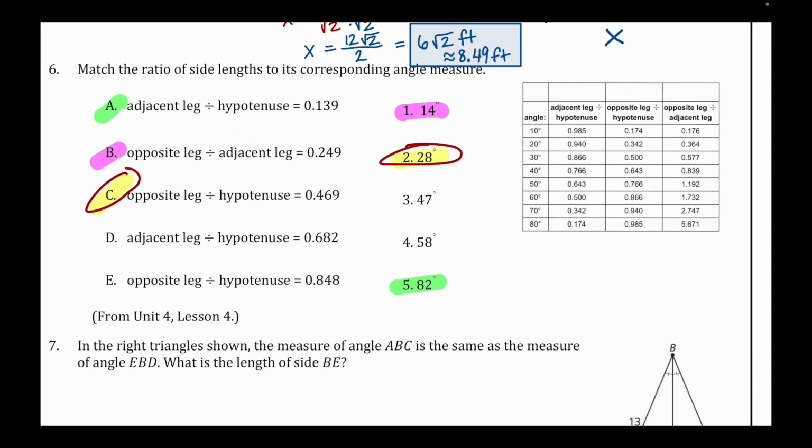Okay, so I do have a bluish highlighter color, so that can be the last one. And well, that can be the next one, and then I'll try to find a color for the last one. So adjacent leg divided by hypotenuse, so that is cosine, and that is going to be our first column, and we want 0.682, so 0.64 and 0.76 are going to be the ones that's in between, so between 40 and 50. That's going to be this one here, so let's highlight with this blue.